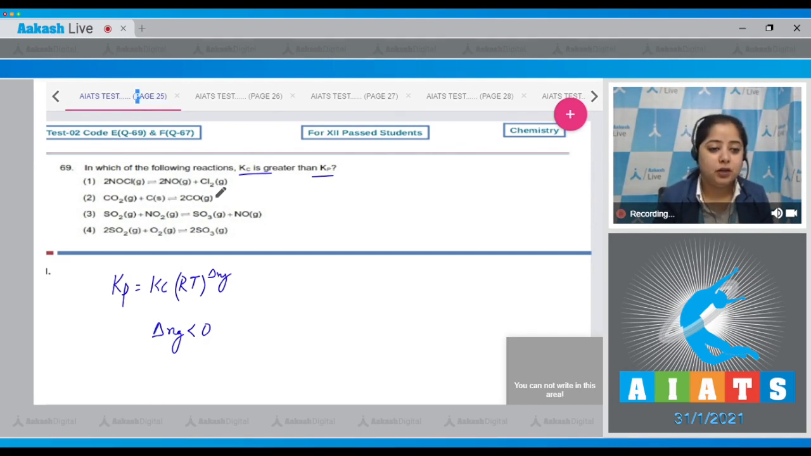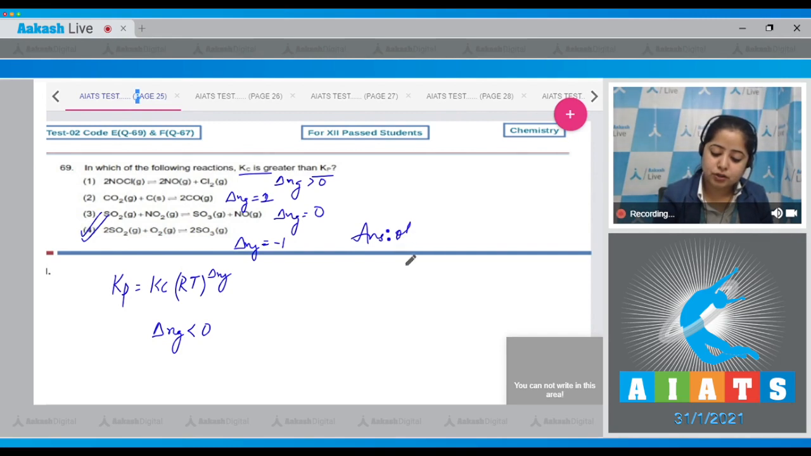So in option number 1, the value of delta ng is greater than 0, that is 1. In option number 2, the value of delta ng is again equal to 1, that is greater than 0. In option number 3, the value of delta ng is equal to 0. In option number 4, the value of delta ng is equal to minus 1, that is less than 0. That means for the fourth reaction, the value of Kc is greater than that of Kp. So the correct answer for this question is option number 4.